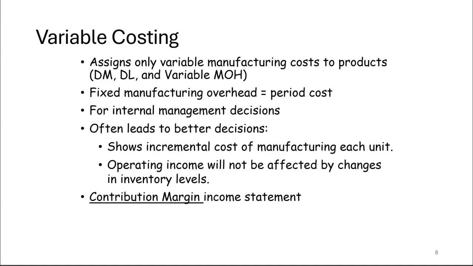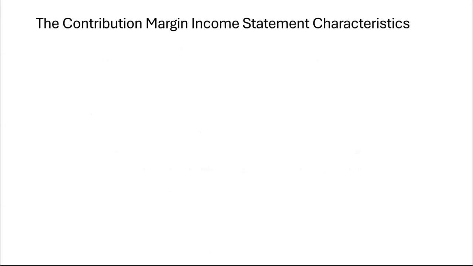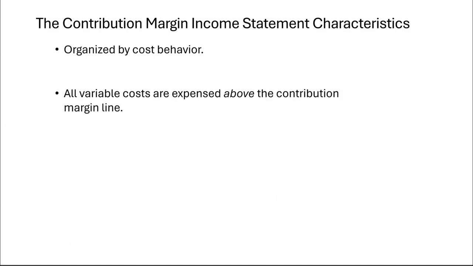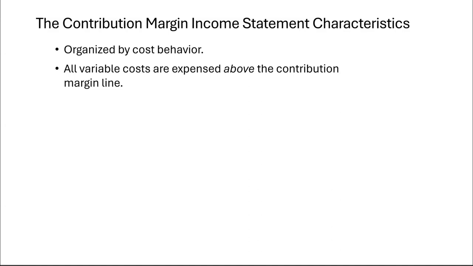So what we're going to be looking at is what we call the contribution margin income statement. And what it's really saying is every time you make a sale, how much is contributed to covering your fixed costs. So they're organized by cost behavior. All variable costs are expensed above the contribution margin line. Remember that, including selling expenses. So we're not looking at, like we did with absorption costing, just cost of goods sold.